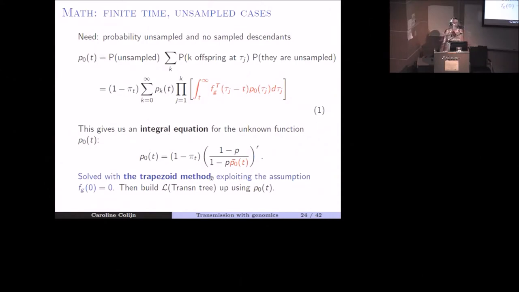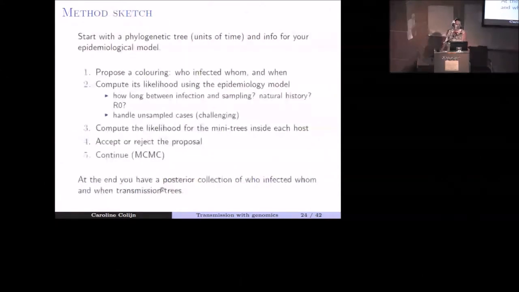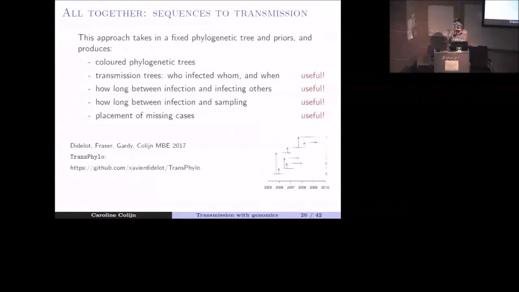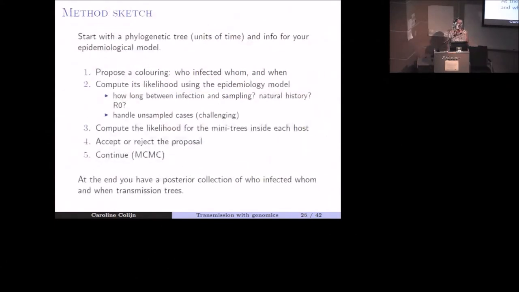This solution allows us to build up this whole likelihood of the transmission tree. OK, so that's the end of the math, I think, sadly, because half the room likes math. Okay, so we start with a phylogenetic tree in units of time, which is given by the magic wand bioinformatics method that gives us the full truth.